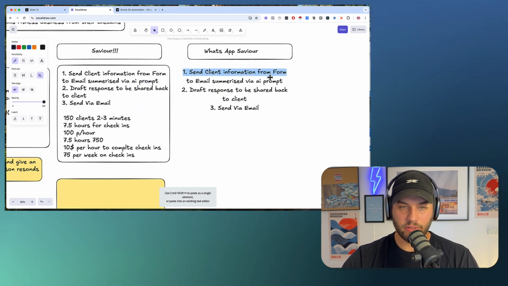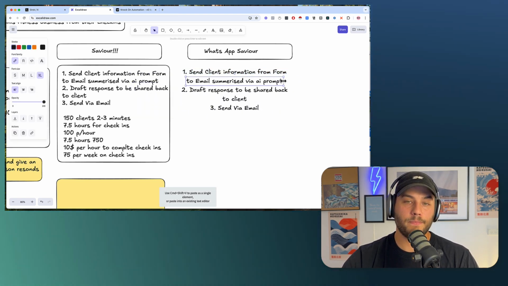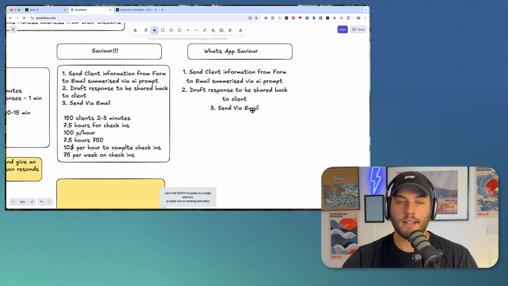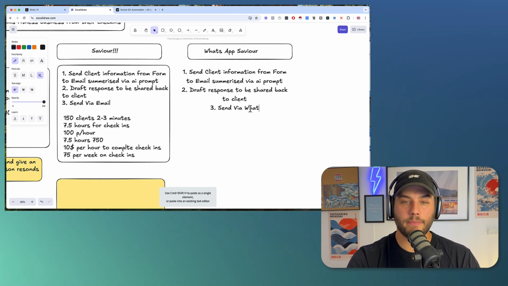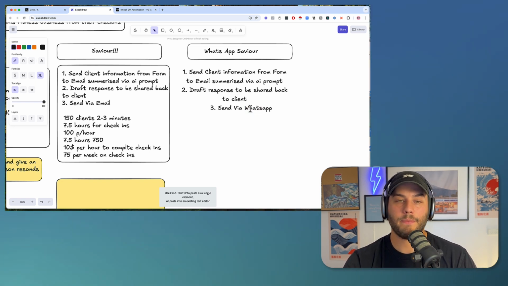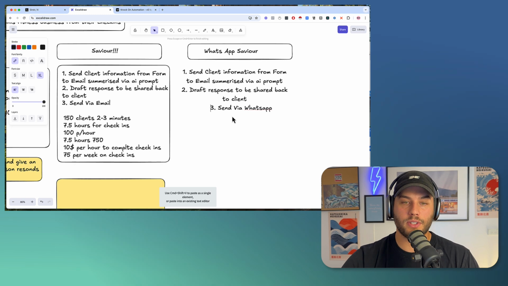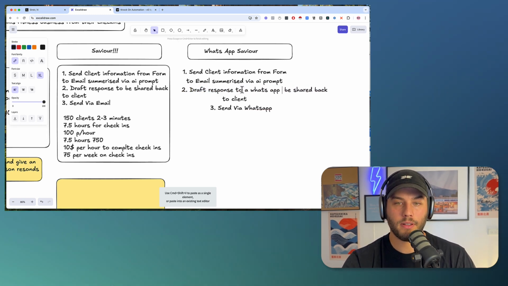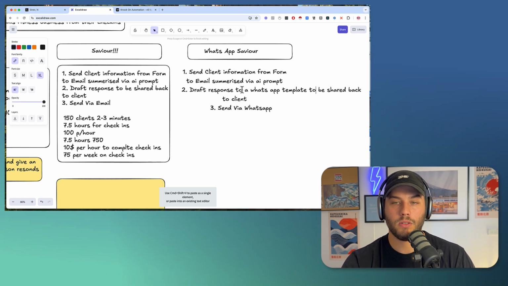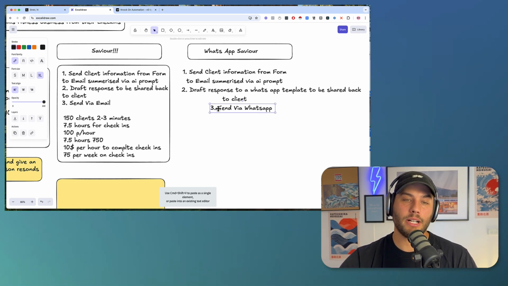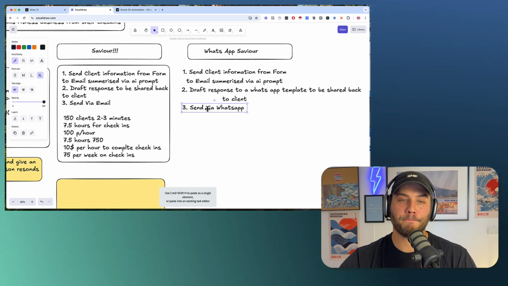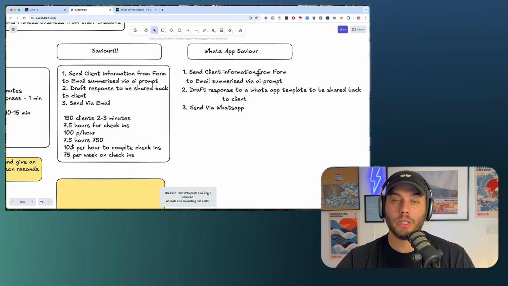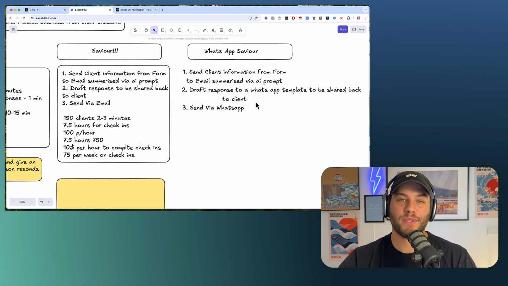So, send client information from form to email, summarized via AI prompt. That's the same because the coach will still do the same part here. Draft response back to be shared to client. And literally the difference is send via WhatsApp. So if you send it via WhatsApp and you change this drafted response to a WhatsApp template to be shared back to the client, it will just be drafted for a shorter message that isn't a Loom. So sorry, it isn't an email. So that's one way to do it.